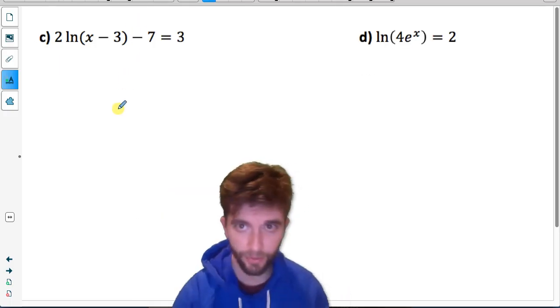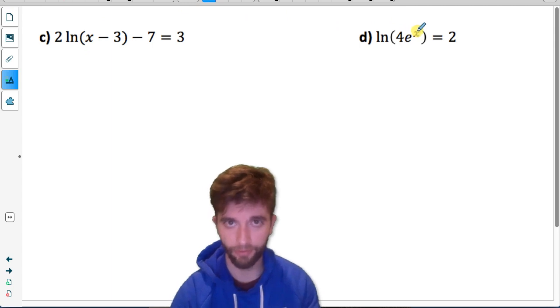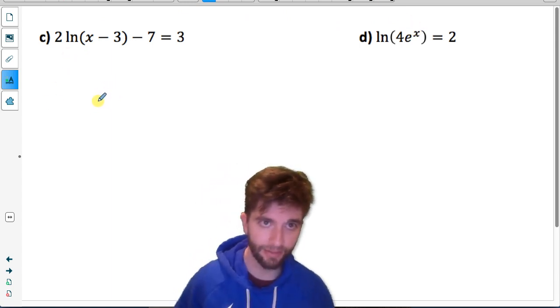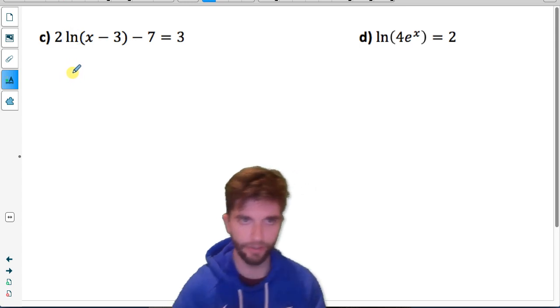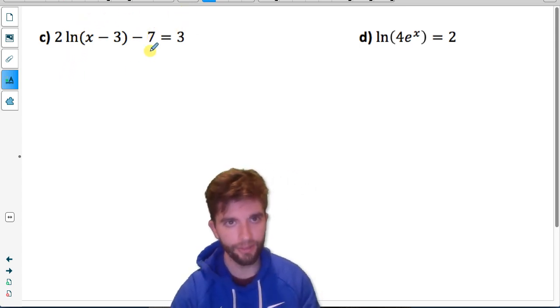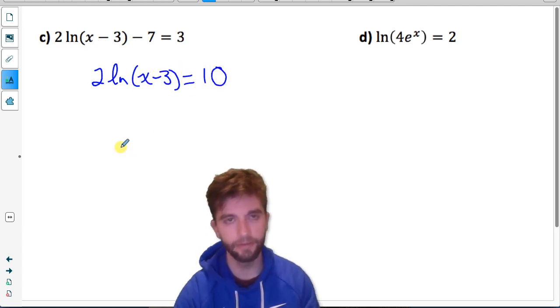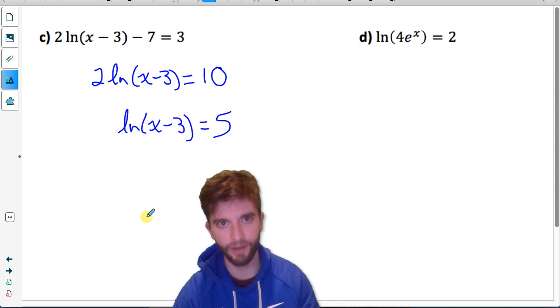Let's do two more. These ones are logarithmic equations. My variable is in the argument of a logarithm for both of them. So when I solve these ones, let me start by isolating the logarithmic expression. So let's isolate this ln of x minus 3. Remember, ln is the natural logarithm. So I'll add the 7 over, so I have 2 ln(x minus 3) equals 10. Now I'll divide by 2: ln of (x minus 3) equals 5.